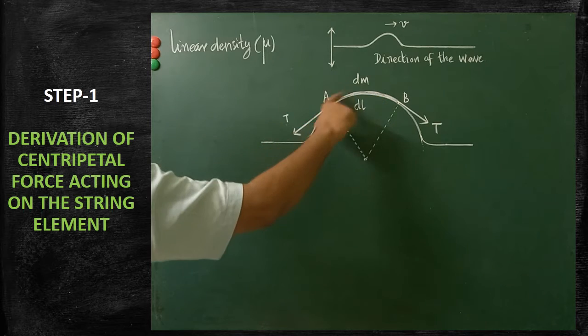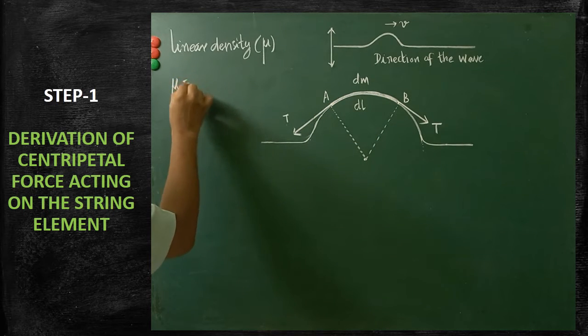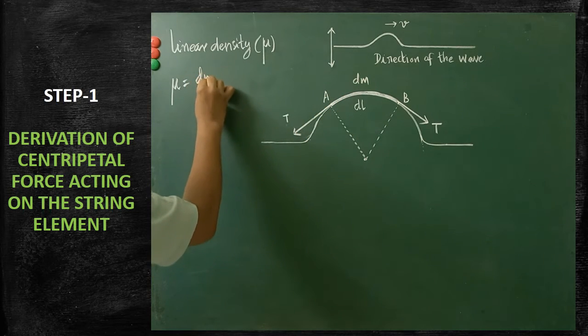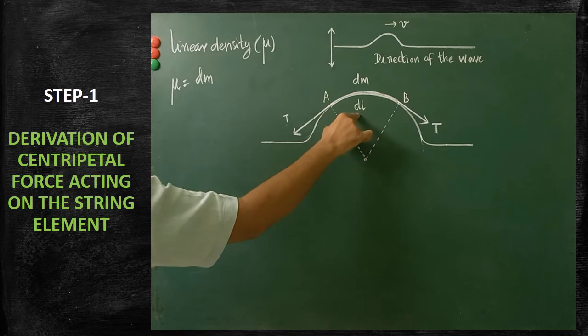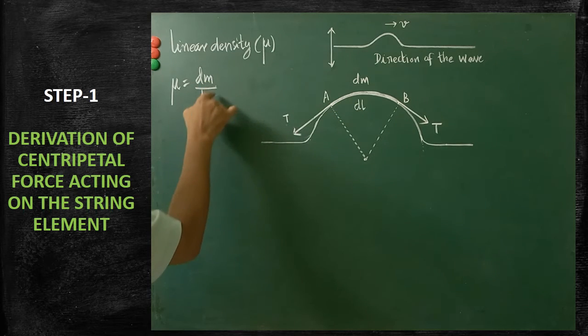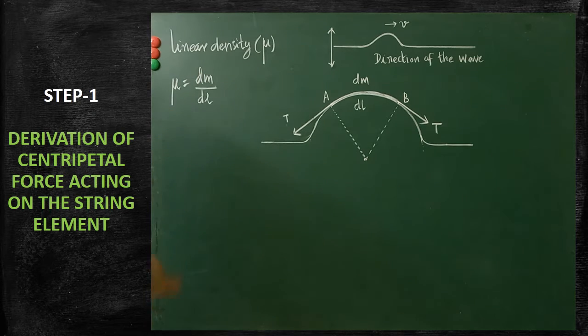Therefore, in this arc portion alone, linear density is nothing but mass per length. Here, what is the mass of this portion? dm is the mass of the AB arc portion and dl is the length of the portion. Therefore, mass per unit length, dm by dl, gives you linear density. Later, we are going to use this mu for further derivation.